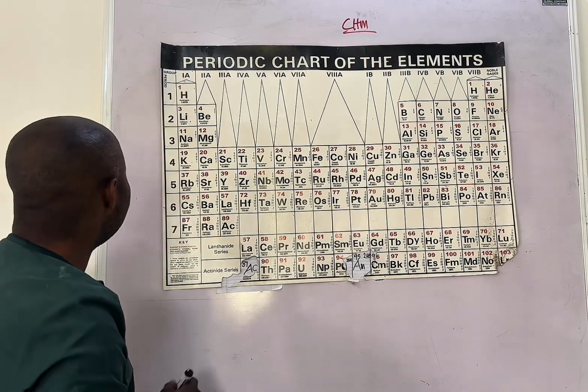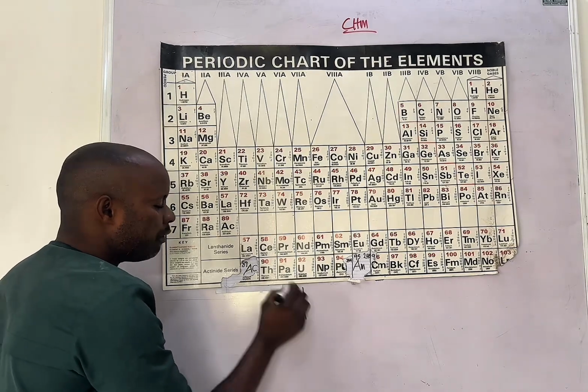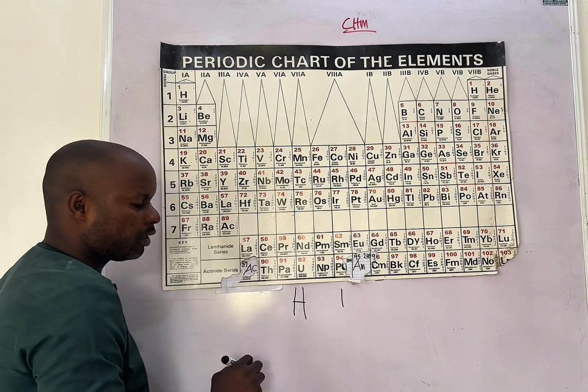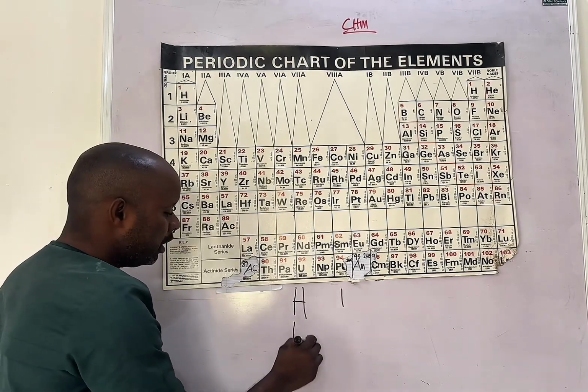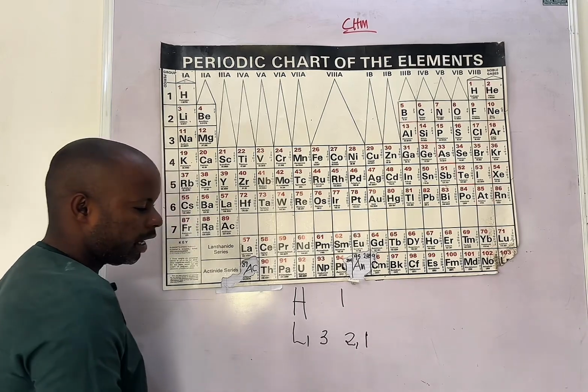Now let's look at the electronic configuration of the group 1 elements. Hydrogen has only one electron, so it gives 1. It has only one electron in the outermost shell. Lithium, which has 3 electrons, has 2, 1 as its electronic configuration.